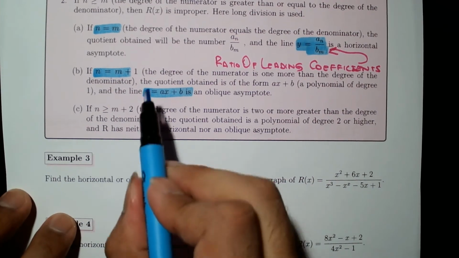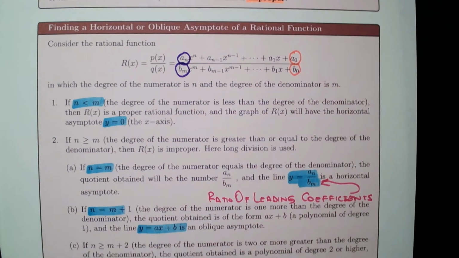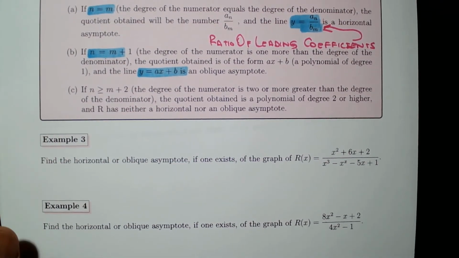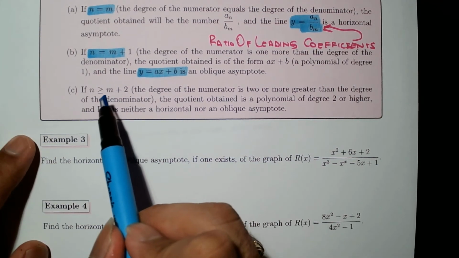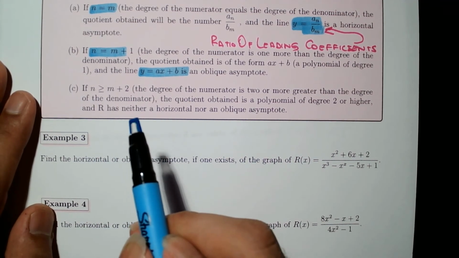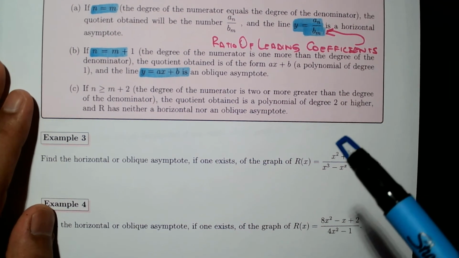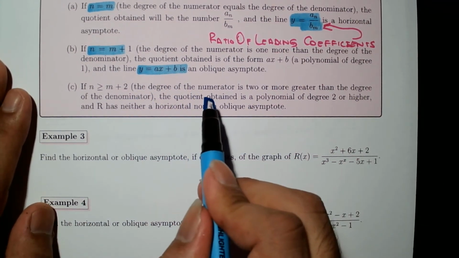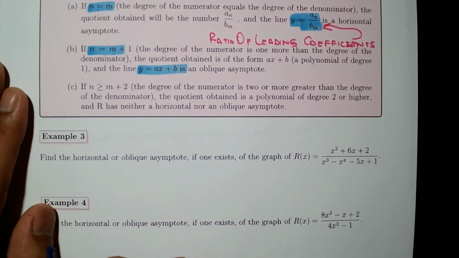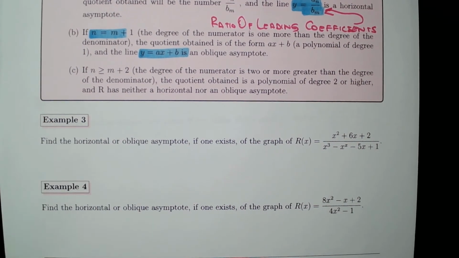Okay, by the way, this a and b do not have anything to do with the coefficients here, all right? So in this case, those are found by performing polynomial long division. Now, there's another case in which the degree of the numerator is 2 or more than the degree of the denominator. In that case, there's no horizontal asymptote and there's no oblique asymptote. It's other types of weird asymptotes that we may not even cover in this course.